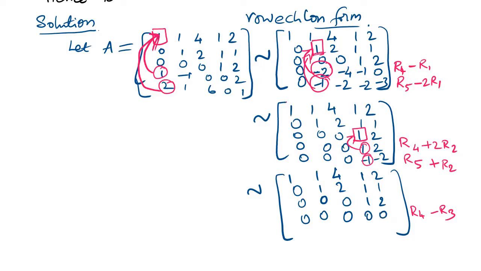All the elements are 0. The same way in the fifth row, R5 plus R3. We'll get all the elements as 0. This is the reduced row echelon form.